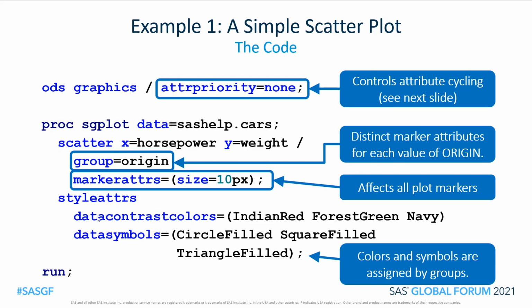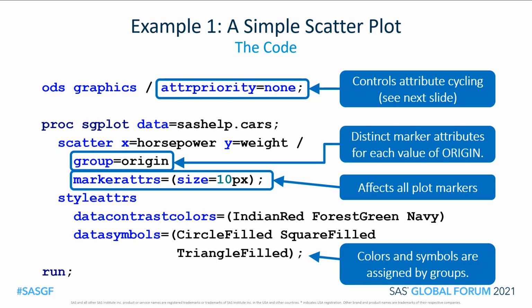And I've said DATACONTRASTCOLORS, that's the attribute that affects the colors of plot markers. So DATACONTRASTCOLORS equals, and I've simply listed the colors I want in the order I want them, Indian red, forest green, and navy. I've also chosen 3 data symbols, so that we have the circle filled, square filled, and triangle filled marker symbols that will be in effect. Now this brings me to this ATTRPRIORITY.